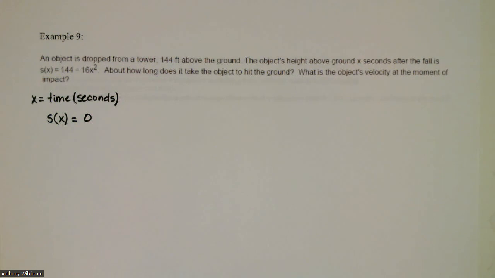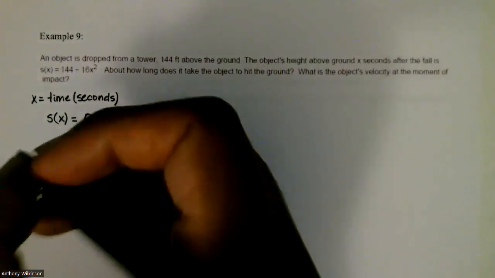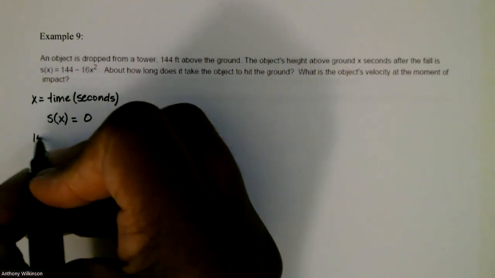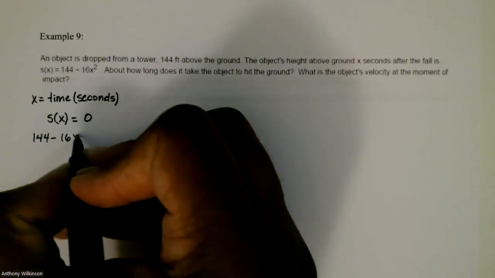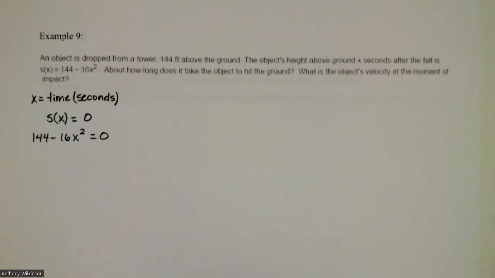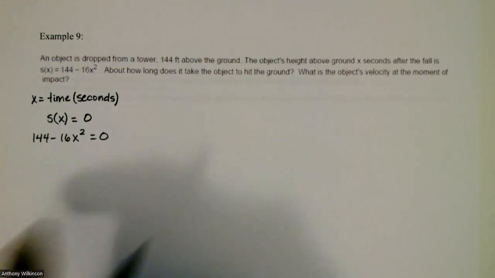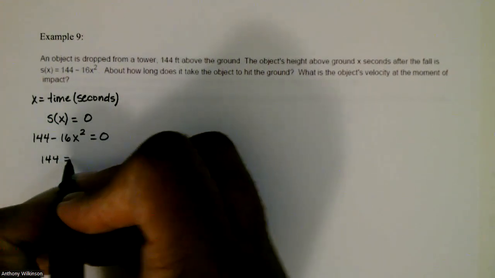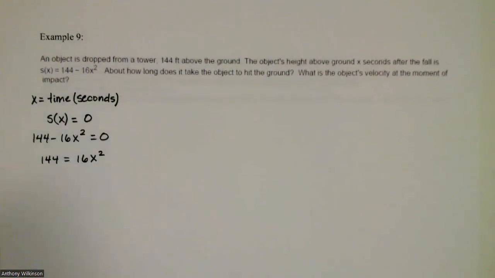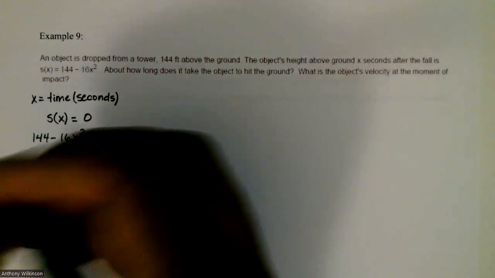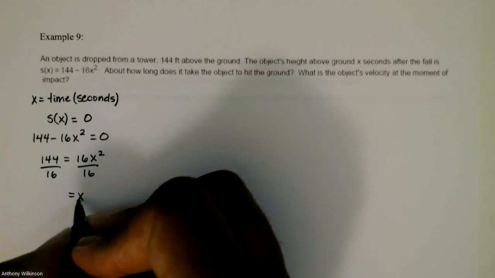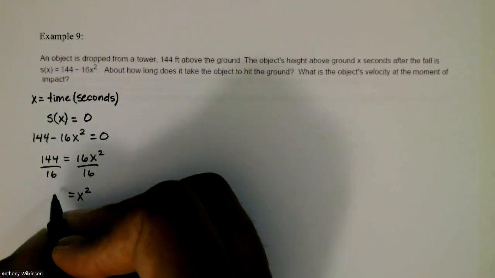So I'm going to let s of x be equal to 0. So here, s of x, which is in this case 144 minus 16x squared, I'm going to let that equal 0. And here's what I'm going to do here. I'm going to move the 16x squared to the other side. So it'll be 144 equaling the 16x squared. So basically, I'm just adding 16x squared to both sides. So when I divide both sides by 16 to get x squared by itself, that means x squared is equal to 9.